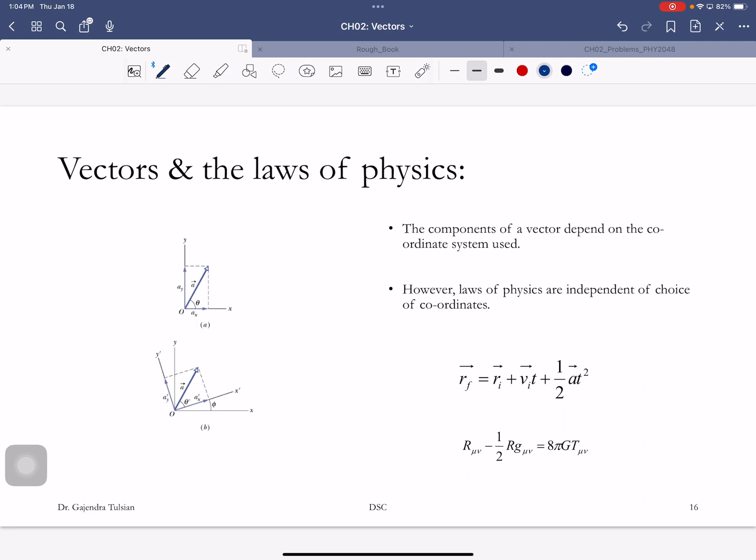Okay, so what this diagram is telling you is the following. Here's this vector A, and if your coordinate system is like that, there's the x component of A and there's the y component of A. And here's the same vector. Now if you use this coordinate system, its components are different.